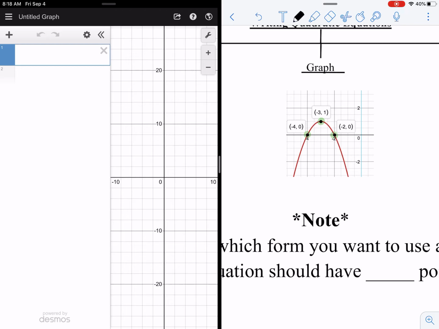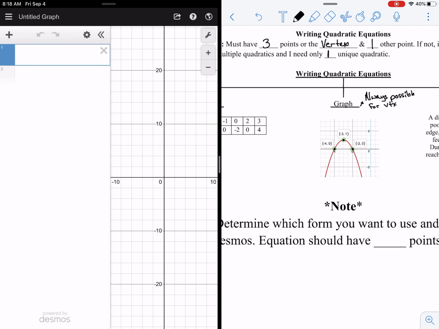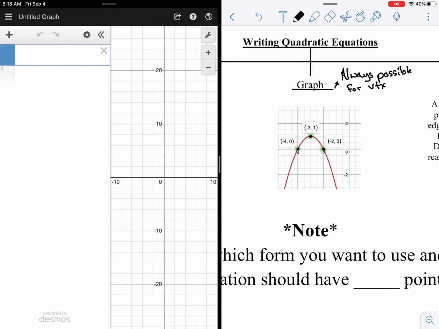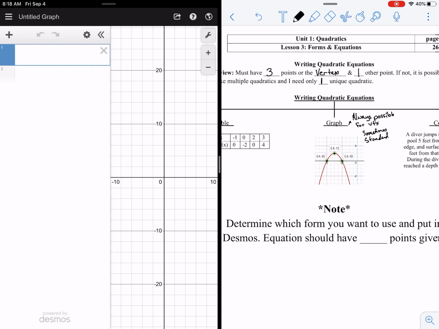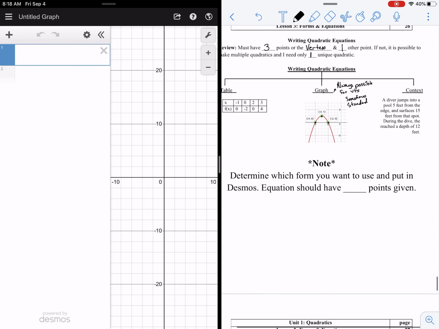So for your graph, if you want to make a little note, you can always do vertex form, and then sometimes standard. Note, determine which form you want to use, again, being vertex or standard.